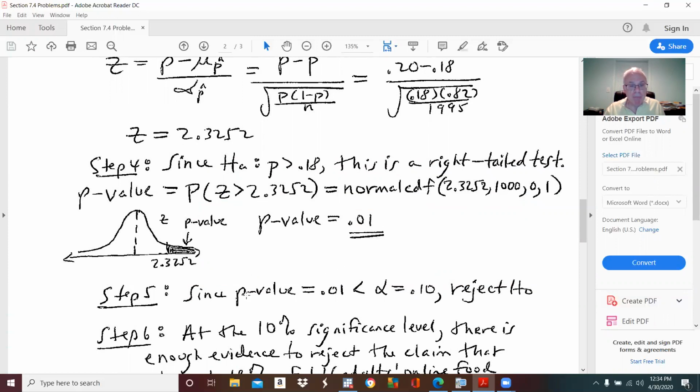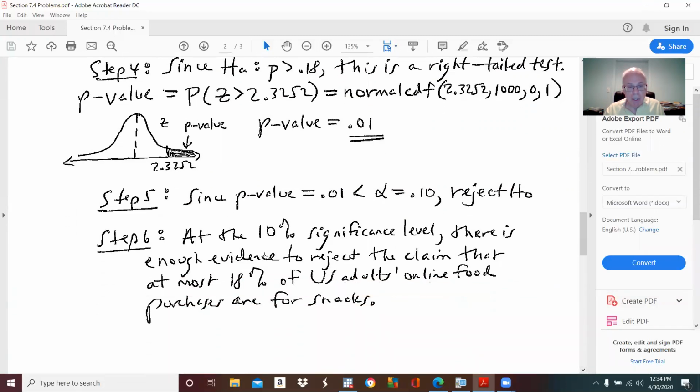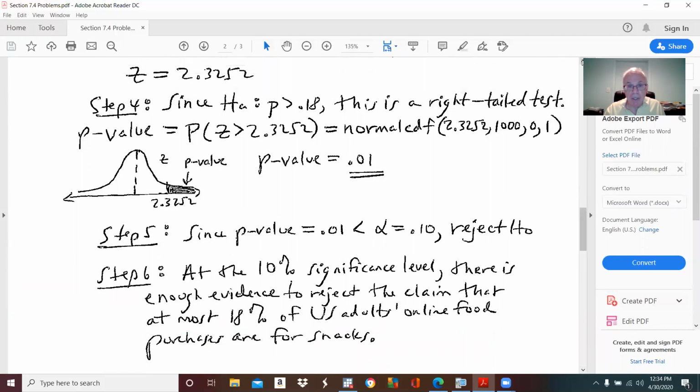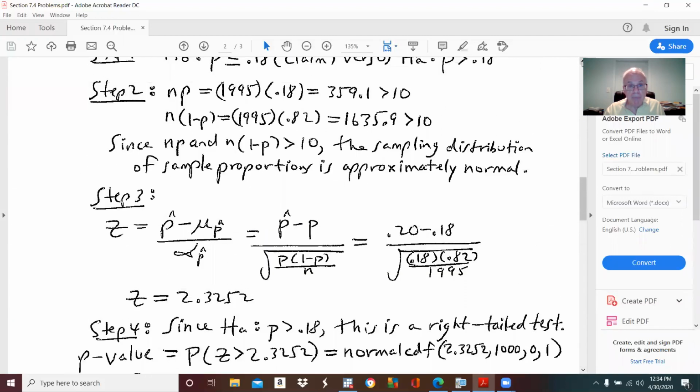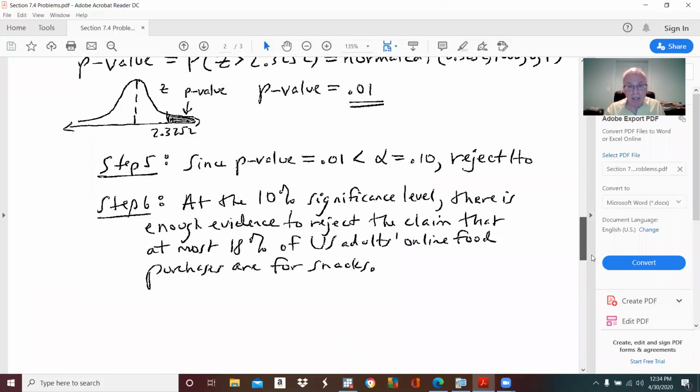Step 5 says since the p-value is 0.01 and that's less than alpha's 0.10, don't confuse these two. This 0.01 is 10 times smaller than the alpha. We're going to reject the null hypothesis. This is a clear case of rejecting the null. Now remember in this case here, the claim is the null hypothesis. So definitely rejecting that claim.